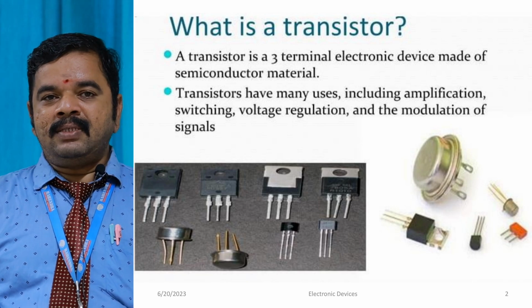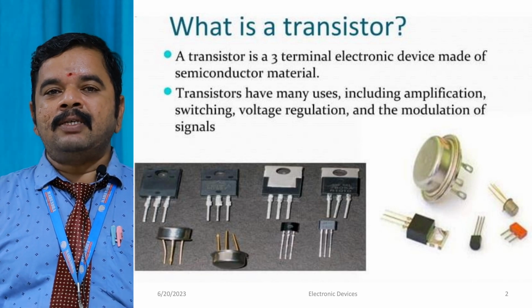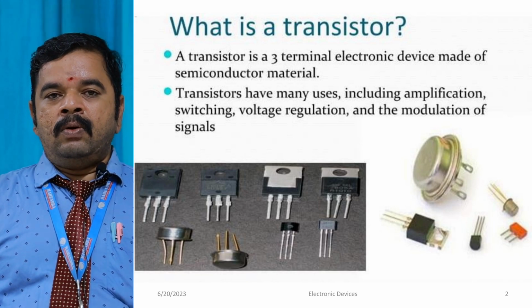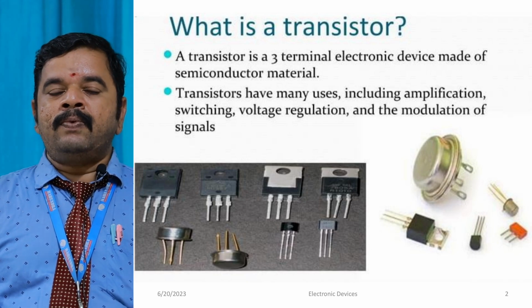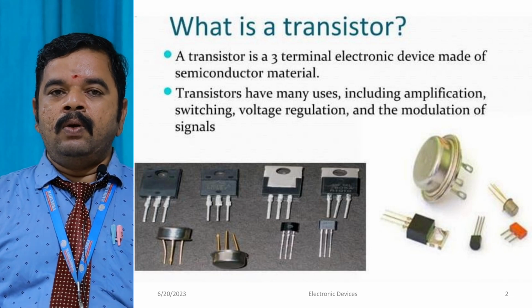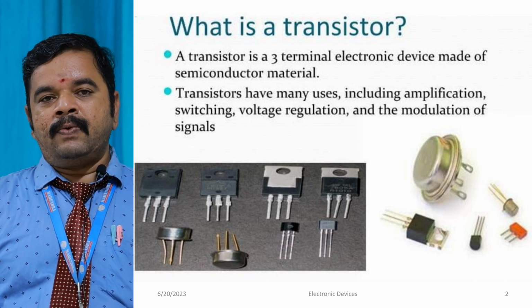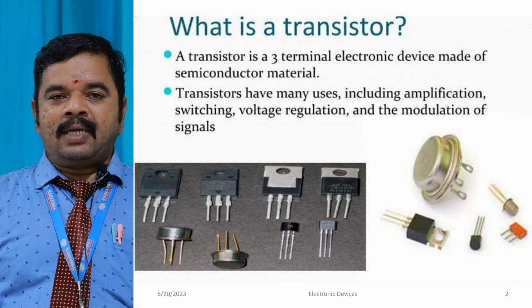Every electronic device has some special applications. The transistor is mainly used for two purposes. The first main purpose is as an amplifier. So what is actually an amplifier?